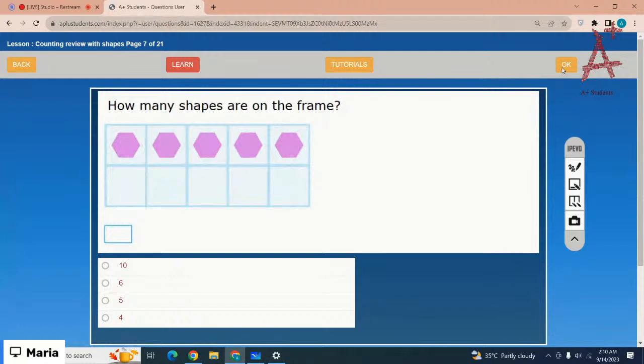How many shapes are on the frame? Which is the correct option? You can count and write the answer in the chat box. There are 1, 2, 3, 4, and 5 shapes, right? The correct option is, very good, 5. There are 5 shapes on the frame.